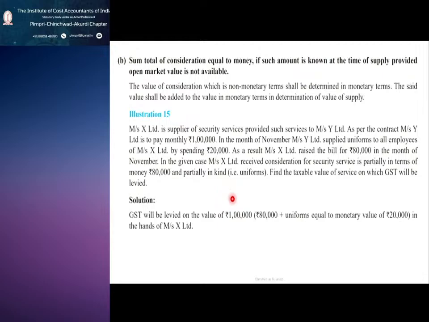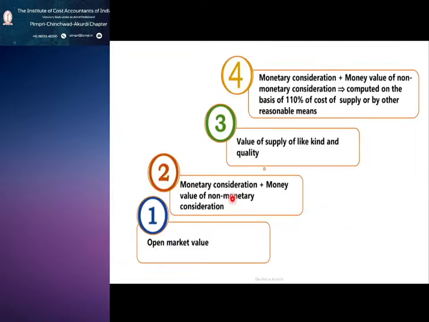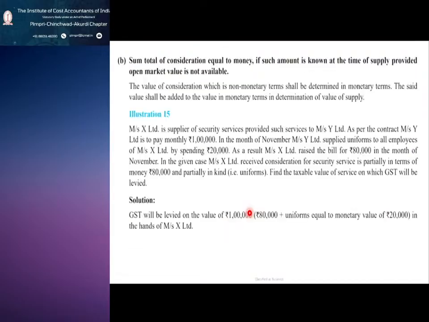So we have seen open market value. So what is open market value? We have seen it with these three or four examples. Now we are into the second one, monetary consideration plus the money value of non-monetary consideration. What does it mean? This is the theory in our material, but you need to see what non-monetary and monetary mean. This is given in our final material, so we'll see this example.